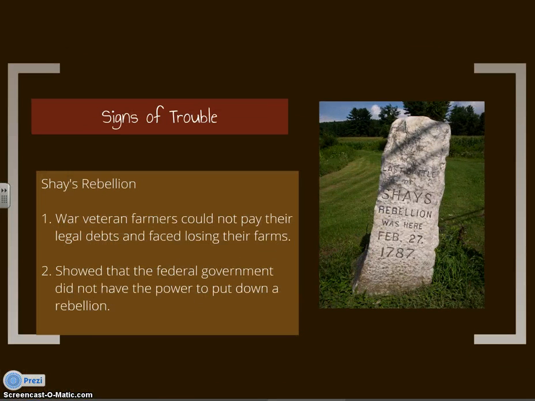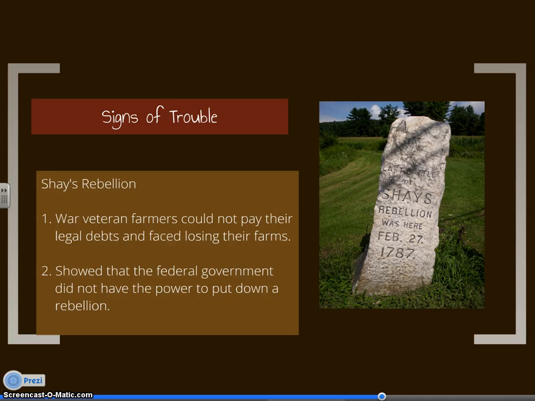All right, so we have some signs of trouble. Shays' Rebellion was a situation where you have war veterans who fought for the independence of this country and the freedom for people to live the way that they want to live and not under the perceived oppressive British government. The problem was the farmers got back and they couldn't pay their legal debts and they were losing their farms, and they felt like if we took all this time off and fought for the independence of this country, we should be rewarded, we should be paid, and we should not be losing our farms.